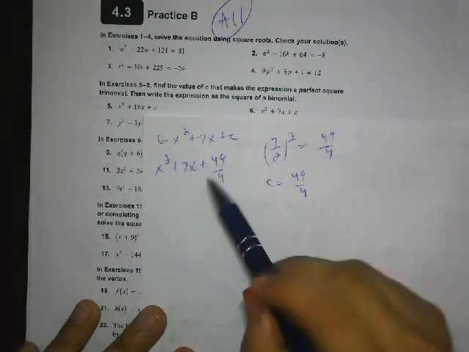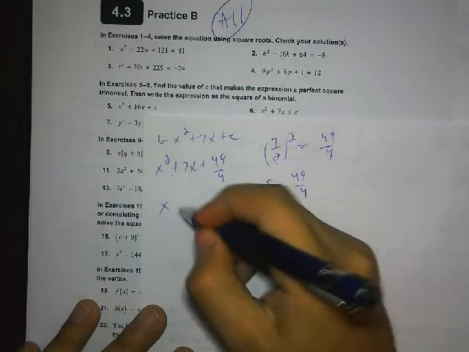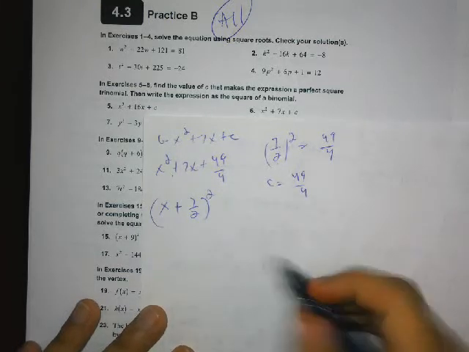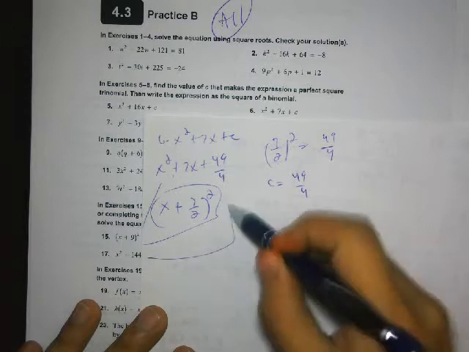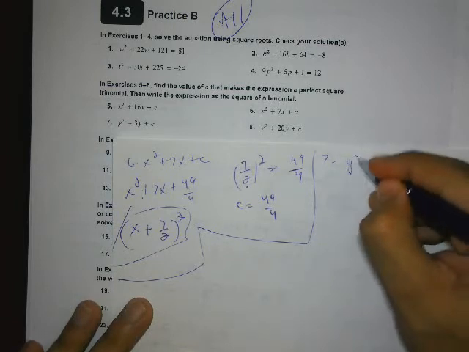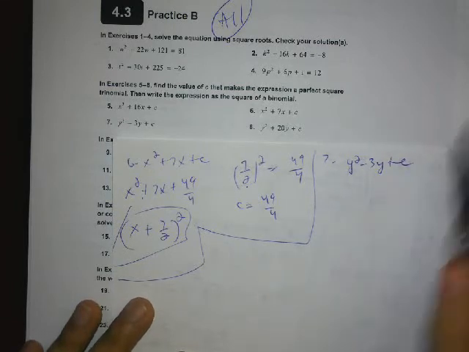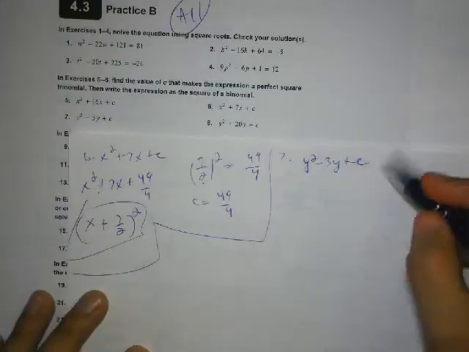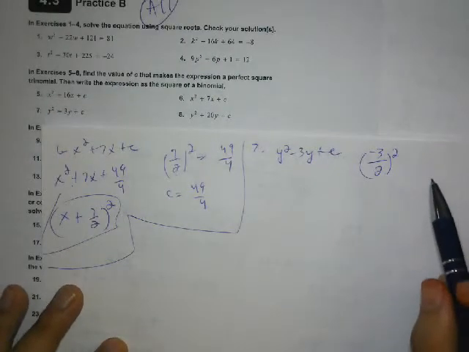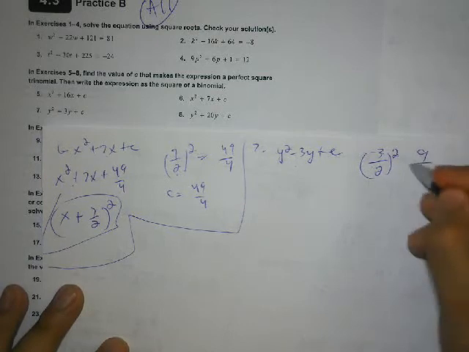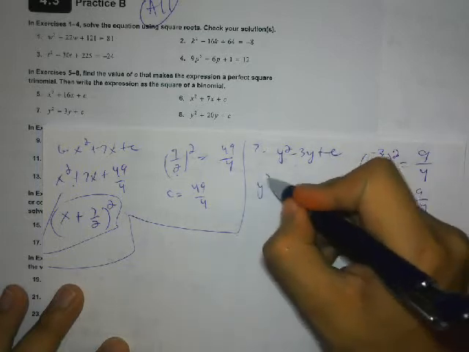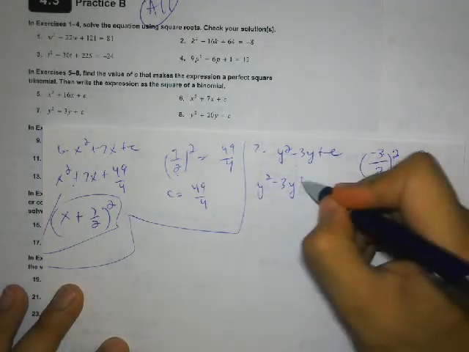Alright, number 7. Number 7 is y squared minus 3y plus c. Again, we're going to do the same thing. Take half of the middle term, negative 3 over 2, and then square it. Negative 3 squared is positive 9, and 2 squared is 4. So c is equal to 9 over 4, so y squared minus 3y plus 9 over 4. Last step is to write it as a binomial, so y minus half of the middle term, negative 3 over 2, squared.